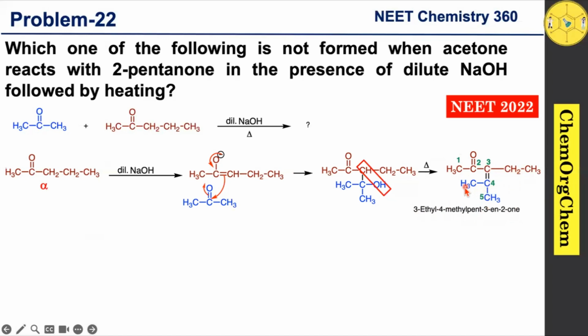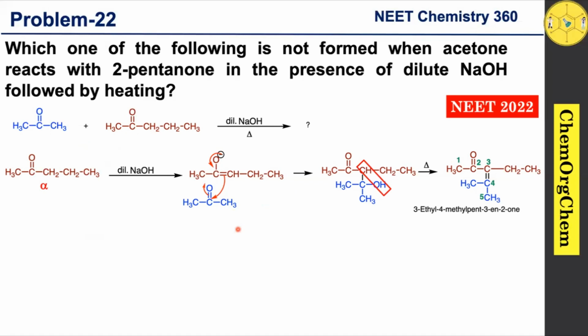Fourth carbon has methyl. Third carbon has one alkene and second carbon has ketone. So we have seen that acetone could react with acetone, and acetone could react with 2-pentanone. Similarly, 2-pentanone could react with acetone by two different pathways. So let's move on. 2-pentanone could react with another molecule of 2-pentanone by two different pathways.